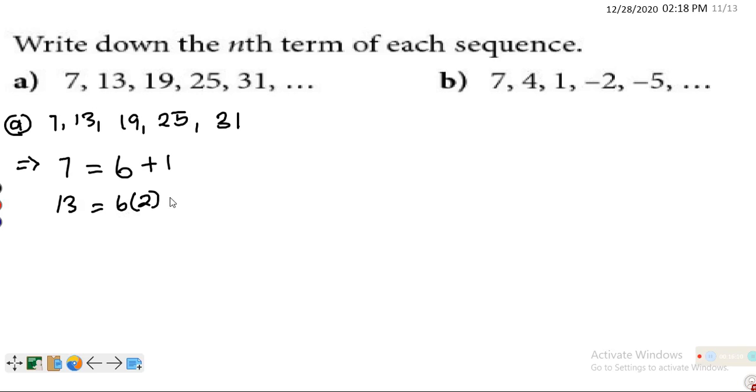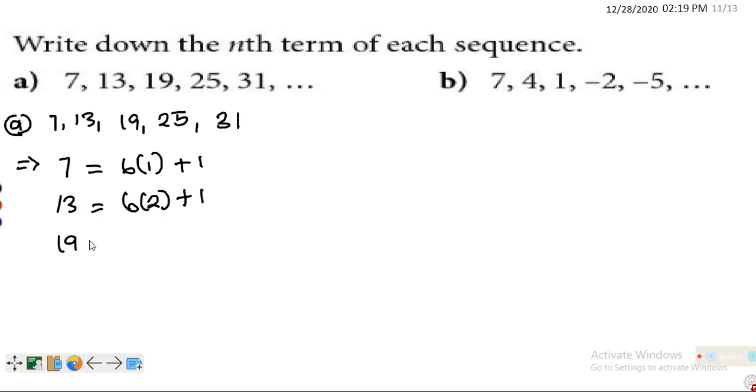6 times 2 plus 1 will give us 13. Are you following? Or we can say from number 1, let us say for 7, the difference between 7 and 13 is 6. So to obtain 7, if we multiply 6 by 1 and add 1, we have 7. To obtain 13, we multiply 6 by 2 plus 1, we have 13.